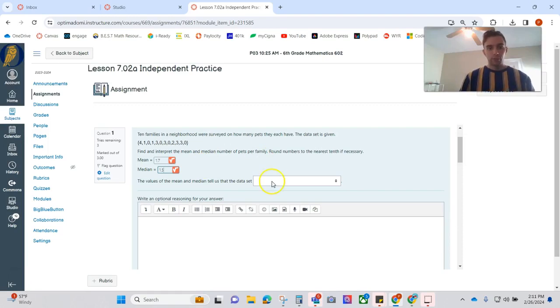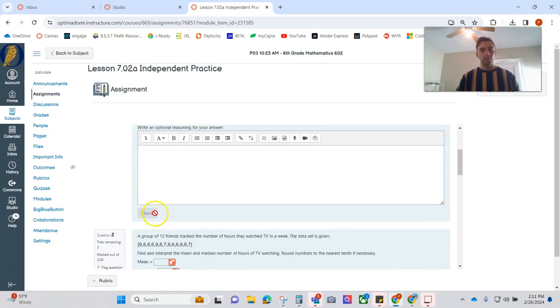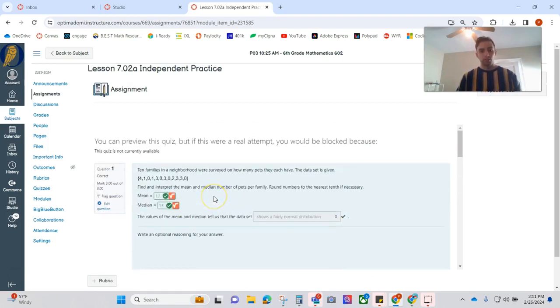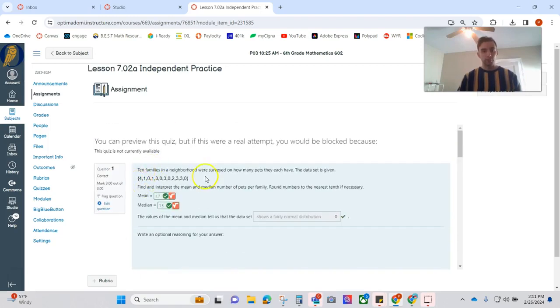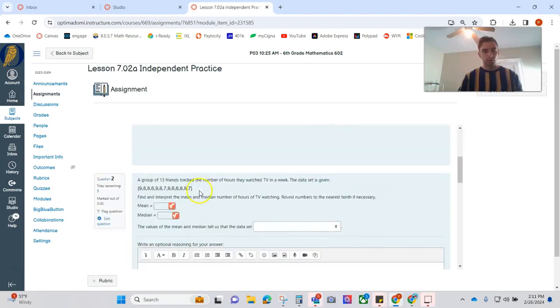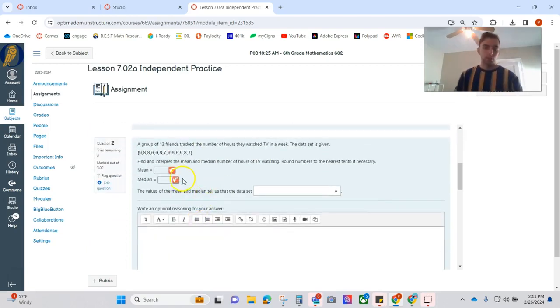Now the values of the mean and median tell us that the data set is fairly normal, I guess, because the mean and median are pretty similar. They're about the middle. I mean, it all looks normal. So I say normal. Okay. Even though there's a typo, it says 10 families and there's 12 numbers. We're going to get that fixed.